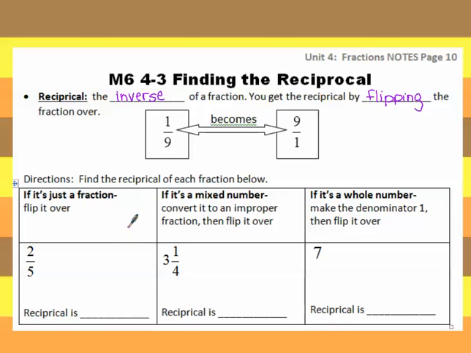So it says directions, find the reciprocal for each fraction below. It says if it's just a fraction, flip it over. So if I have 2/5 and I want the reciprocal, it is going to be 5/2.